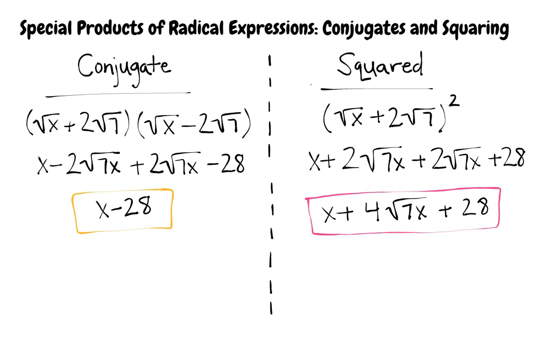I see that with conjugate radical expressions, the two middle terms cancel out due to the difference in sign. On the other hand, with squared radical expressions, the two middle terms combine together, ultimately giving 2 times the product of the square root of x and 2 root 7. That is exactly right. Now you are ready to tackle any problem containing conjugate or squared radical expressions. And remember, if you ever get confused, the foolproof method is to use FOIL.